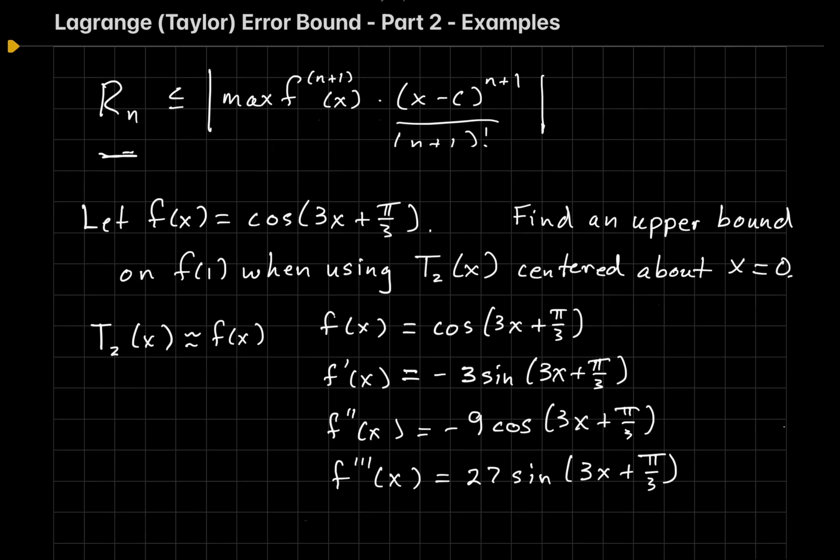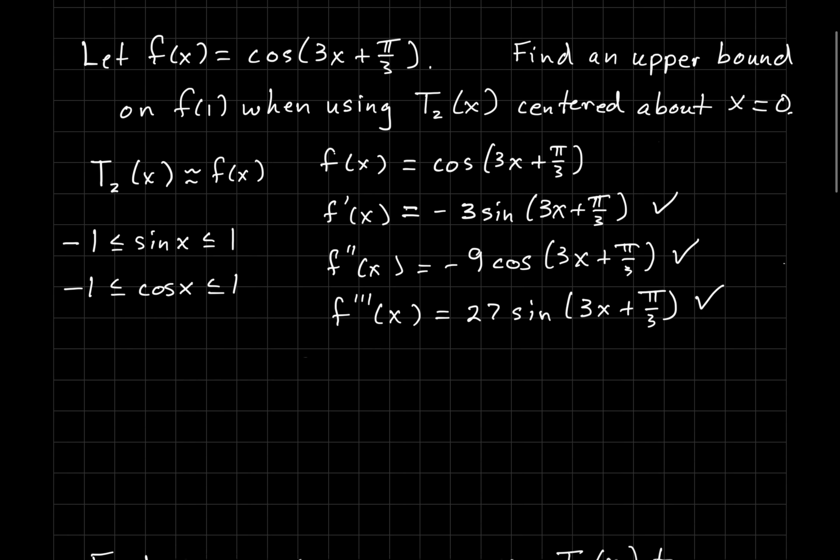Now recall that it doesn't matter whether it's sine or cosine, both of them are always between negative 1 and 1. Which means f prime would always be between negative 3 and 3, f double prime between negative 9 and 9, and f triple prime between negative 27 and 27. We'll use that in just a bit.